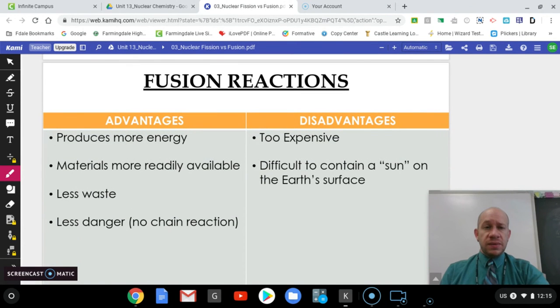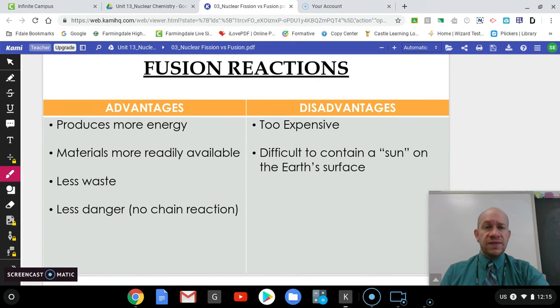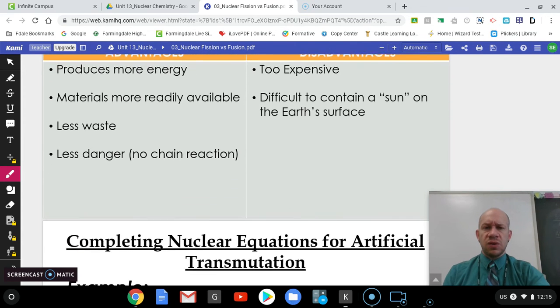So here are some advantages and disadvantages. Advantages of fusion is it produces a ton of energy. The materials are really available. I mean, there's a lot of hydrogen around. There's not much waste, and there's no danger. There's no chain reactions. The problem is it's very expensive, and it's really difficult to contain a sun on the Earth's surface. So we haven't been able to create enough containment field, so to speak, to hold a sun in place.